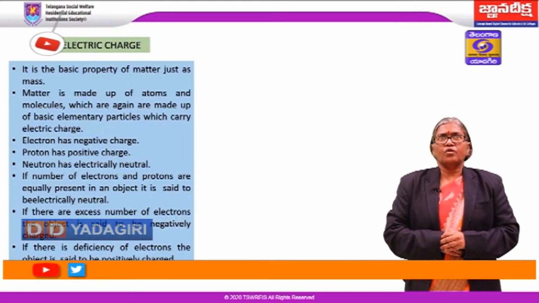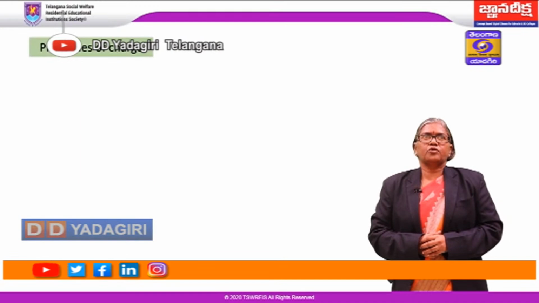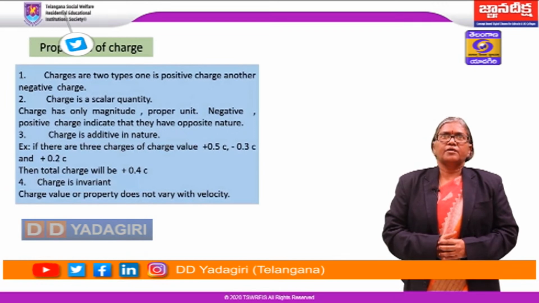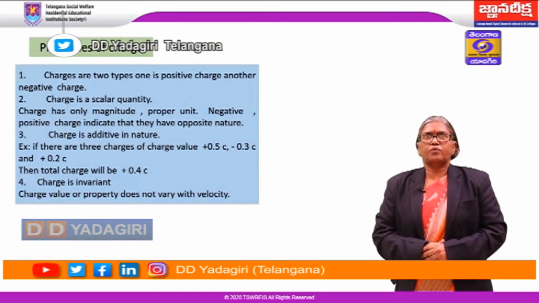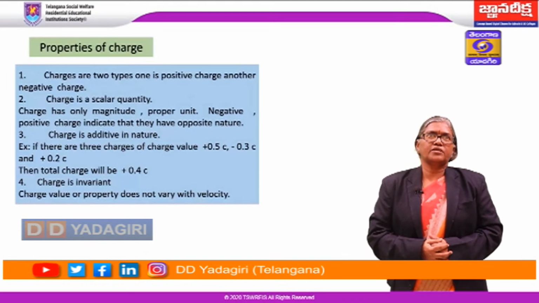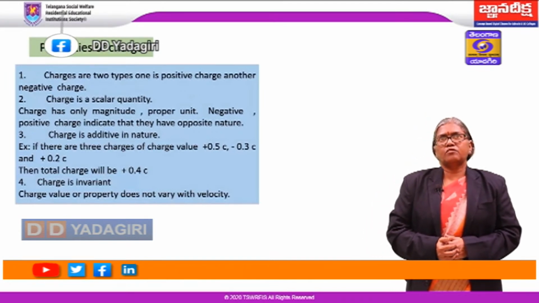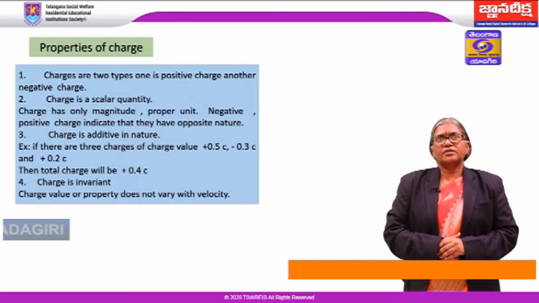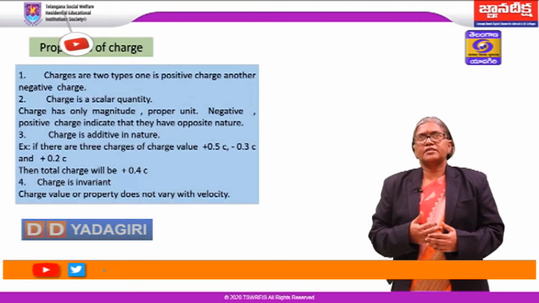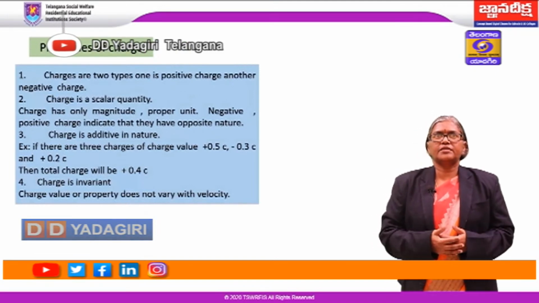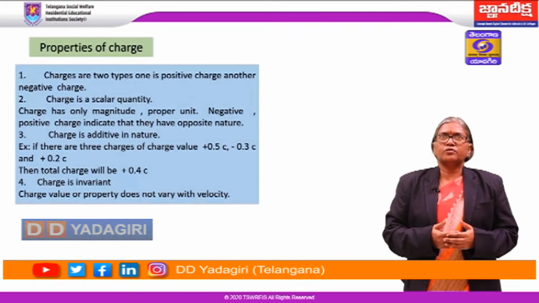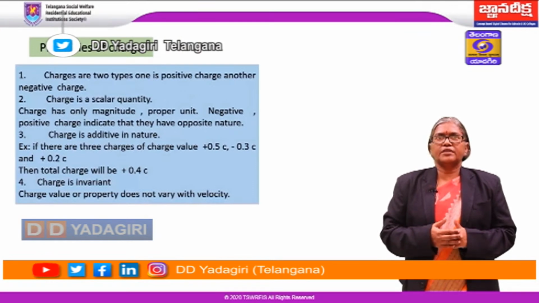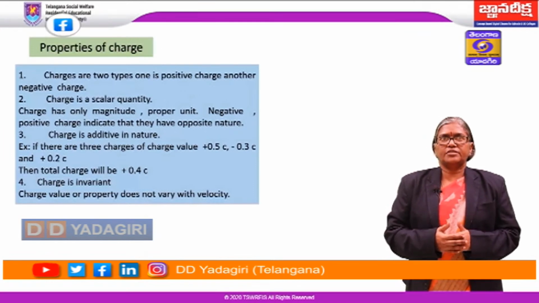Now students, we come to our next topic, that is properties of charge. Charges are of two types with different natures. By convention, we name one of them positive charge and the other negative charge. We know that all physical quantities are categorized into scalars and vectors. We treat charge as a scalar quantity because its nature and properties do not change with direction. So charge has only magnitude and a proper unit. Negative and positive charge indicate that they have opposite nature.